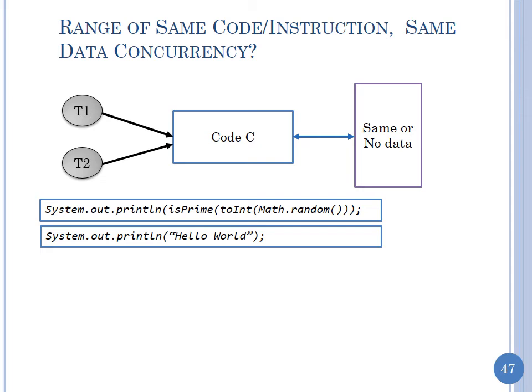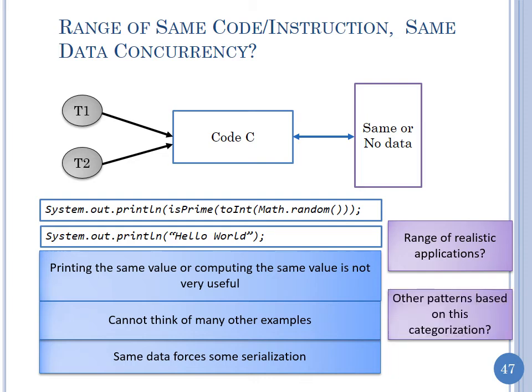So we have here then two examples: printing out a large piece of text, here hello world, but maybe a very, very large piece of text that may take time, or checking whether a random number is prime or not. But it's kind of hard to come up with many more examples of this category, where it's the same code and same data or no data concurrency.